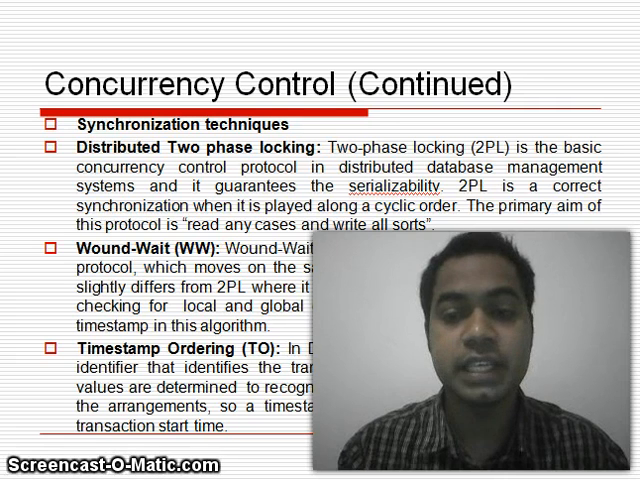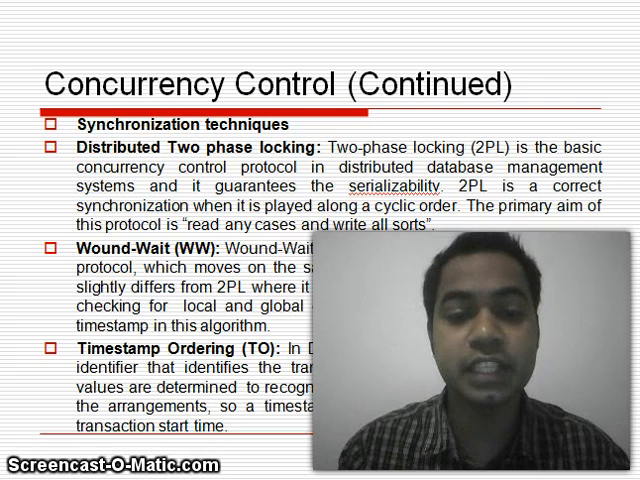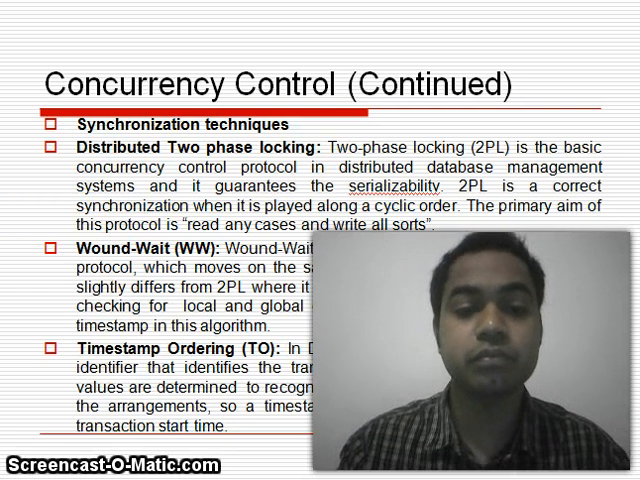Wound-wait. This is the second algorithm in this protocol, which moves along the same path as two-phase locking, but is slightly different, where it first maintains wait-for information and then checks for local and global deadlock. Deadlock is prevented using timestamps in this algorithm.